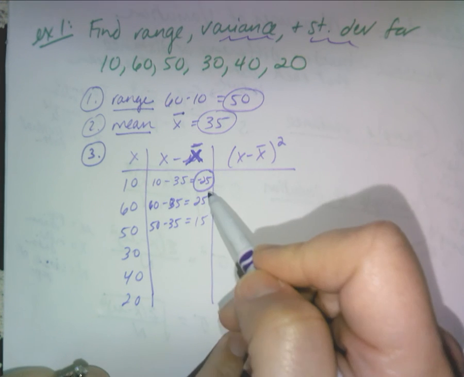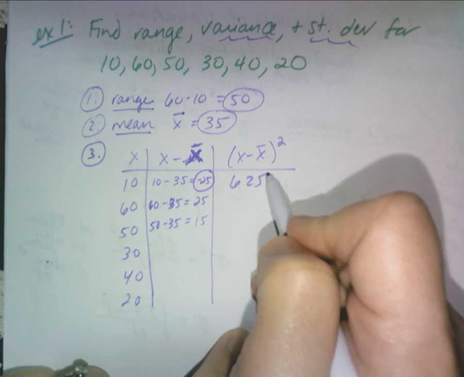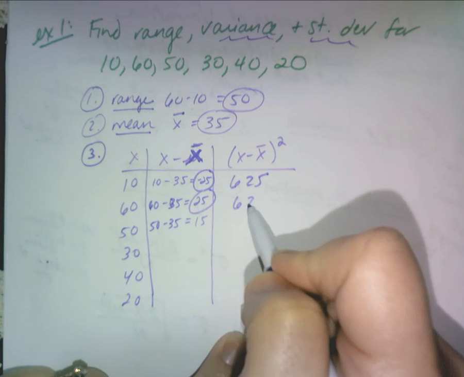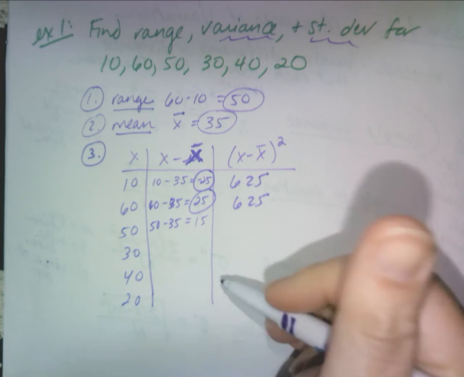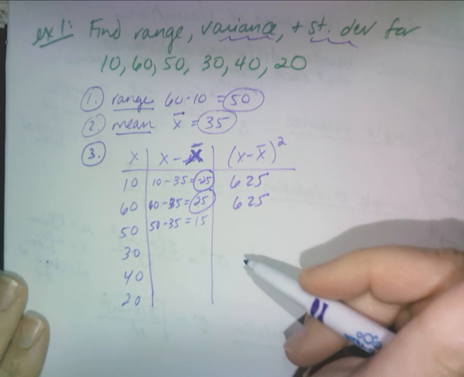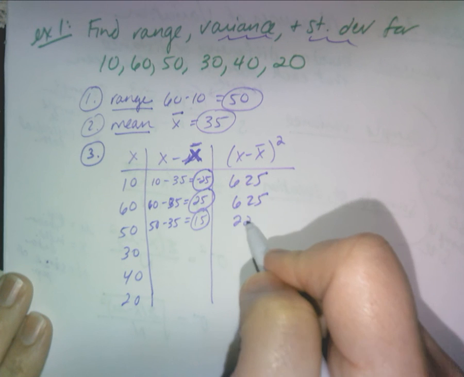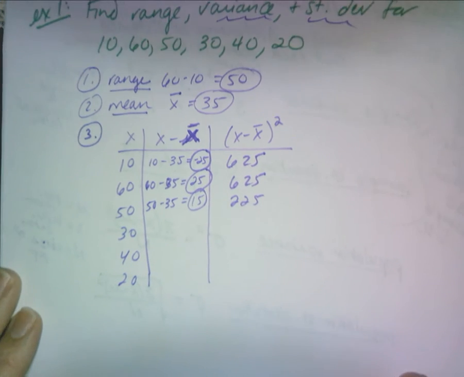So negative 25 squared is 625. 25 squared is 625. You should never get a negative on this answer, by the way, because you're squaring negative numbers. So it's always going to be positive. 15 squared is 225. Figure out these last three right here.